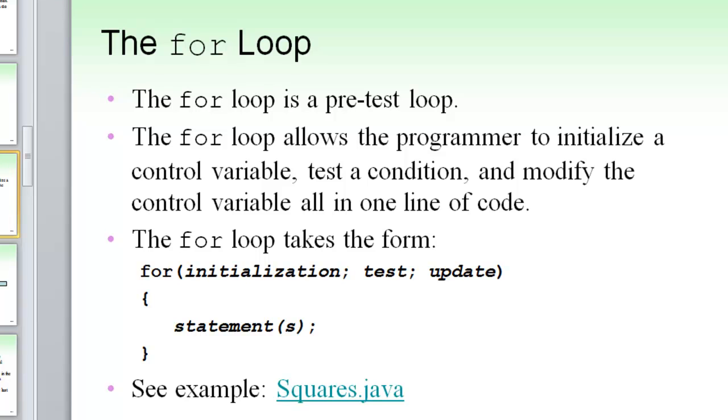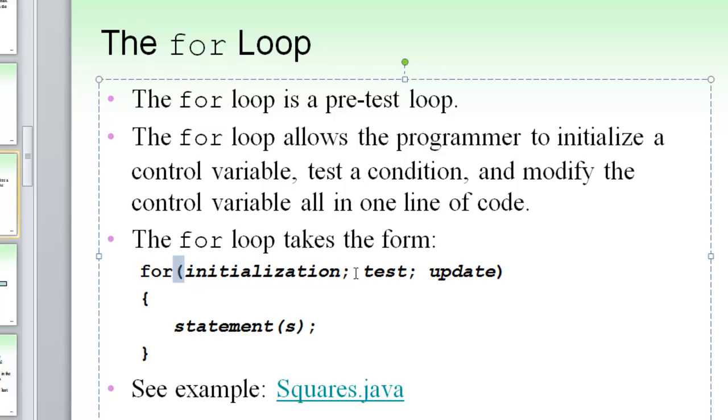The for loop in section 4.5, this is another pretest loop. The for loop allows the programmer to initialize a control variable, test a condition, and modify the control variable all in one line of code. The for loop takes this particular form right here. You have for, open parenthesis. You have initialization right here with a semicolon. Space, test, semicolons. The space isn't really necessary, but it's good for readability. The test is right here. This is the conditional test right here. And then an update of some sort here. Then you do your statement or statements down here.